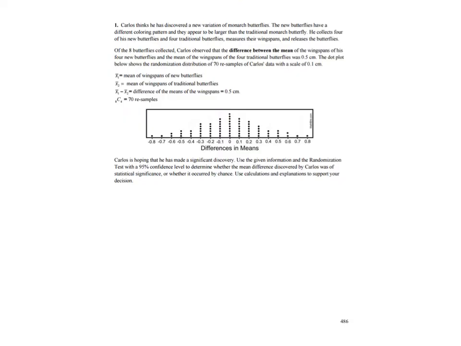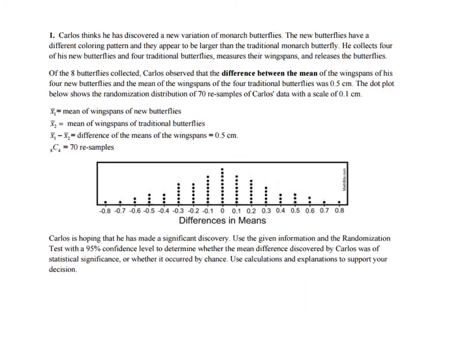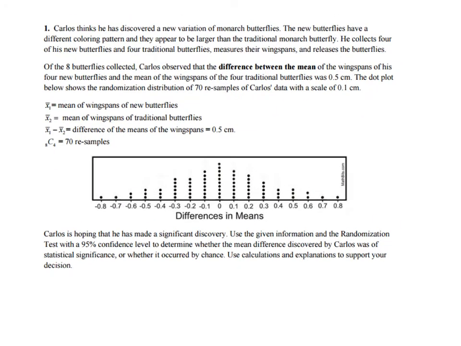So let's apply this to an example. Carlos is doing an experiment on monarch butterflies. The new monarch butterflies have different coloring patterns, and they appear to be larger than the traditional monarch butterflies. He collects 4 of his new butterflies and 4 traditional butterflies and measures their wingspan. So what's the experiment analyzing? The response variable is the wingspan, okay? And releases the butterflies. Of the 8 butterflies he collected, he observed the difference in means.